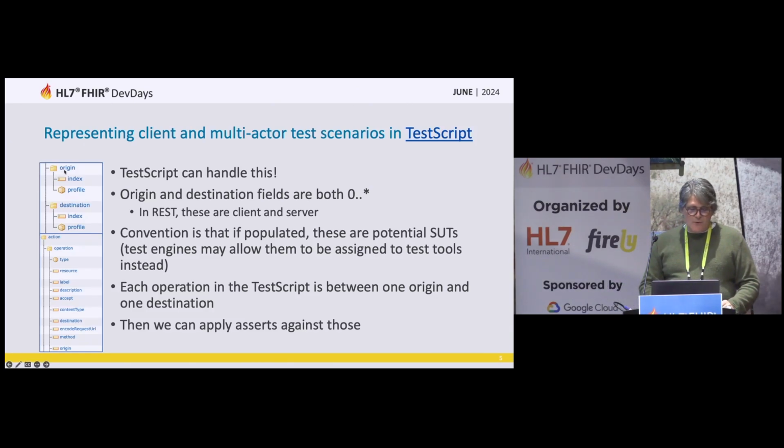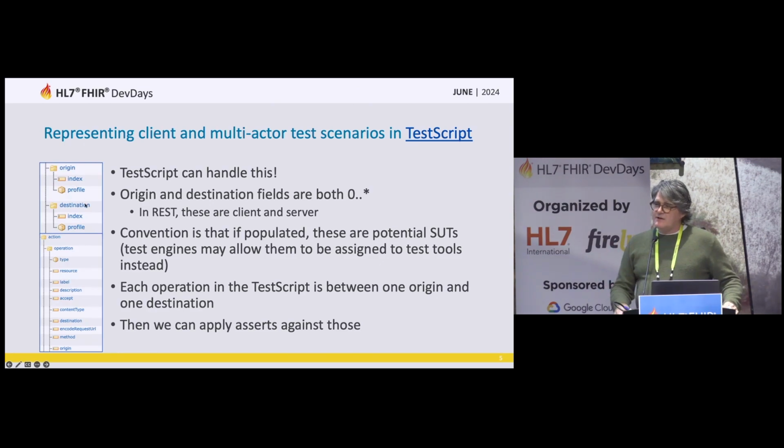So you have this origin and destination. These are two different parts, excerpts. That's why they're boxed. So the origin and destination are both 0 to many, so you can leave them blank. And the convention that we have seen in test engines is that origin and destination are called that because FHIR doesn't have to be REST. You can use FHIR messaging. But when you're doing REST, then origin is the client and destination is the server. And as I said, if it's populated, the convention is that these are potential systems under test.